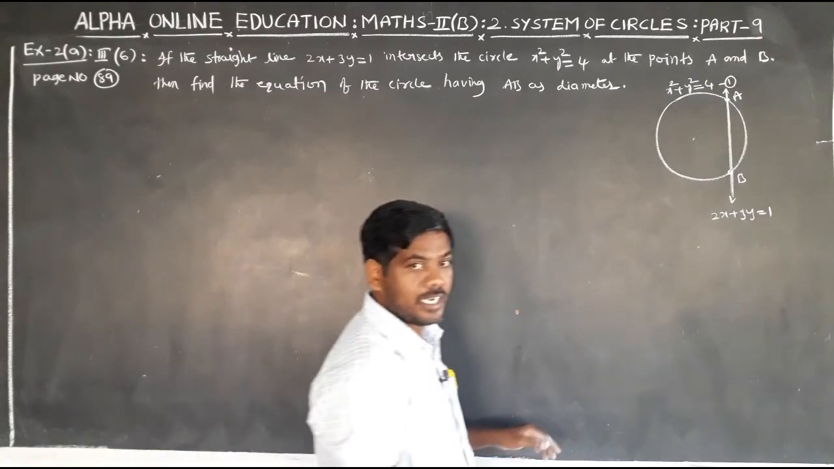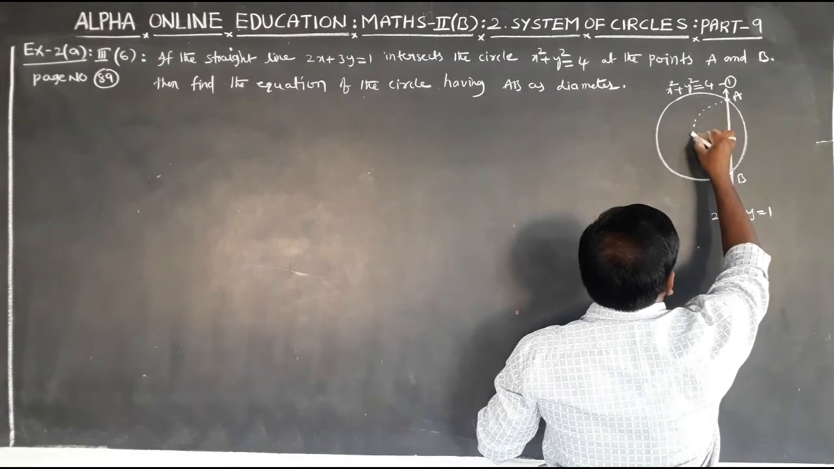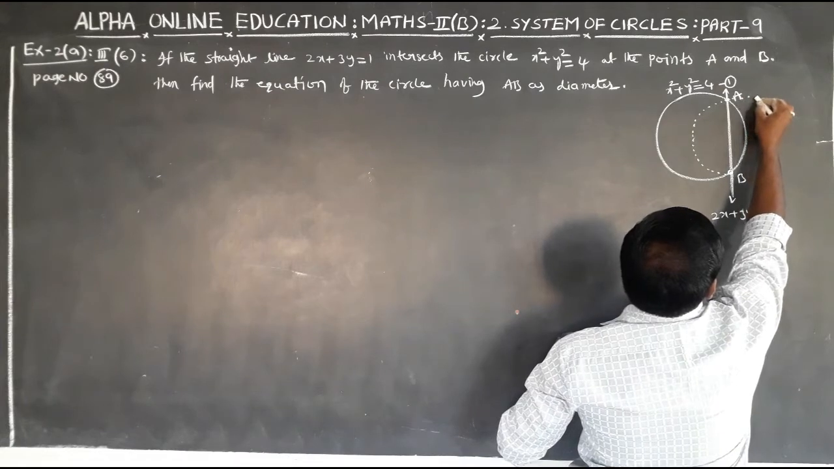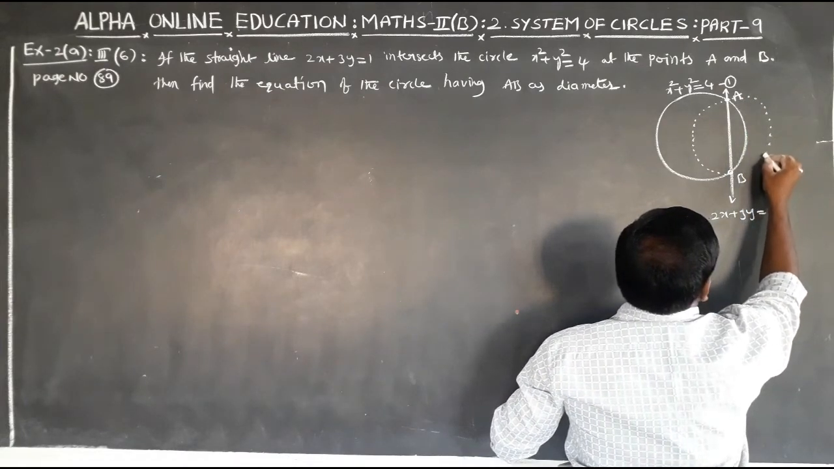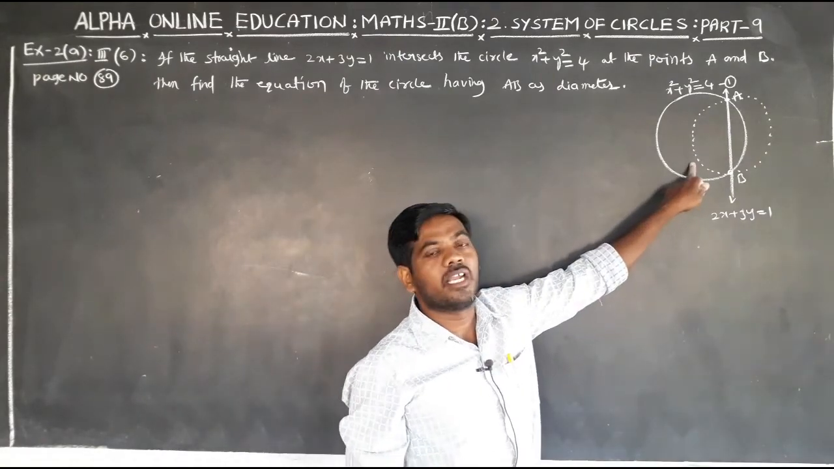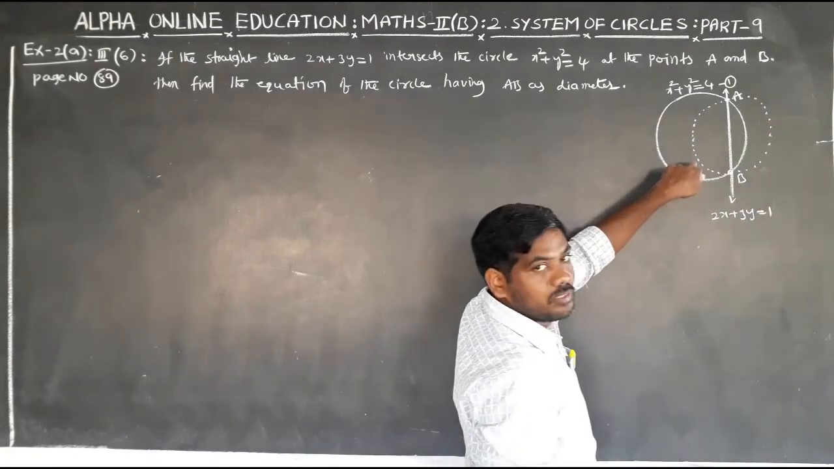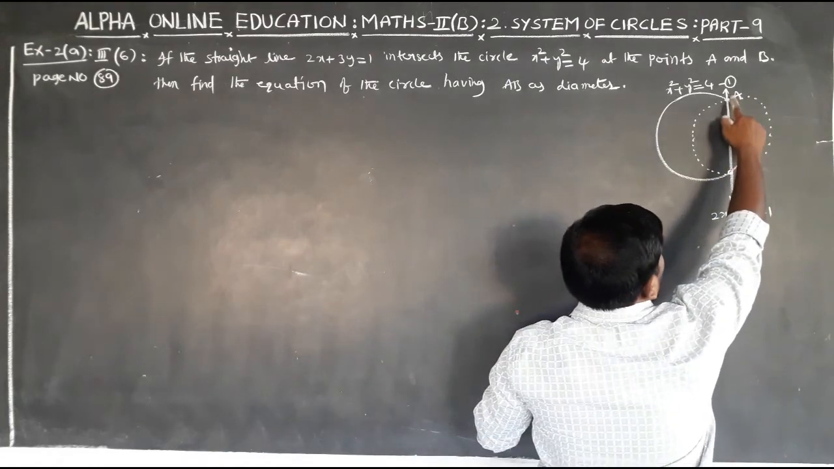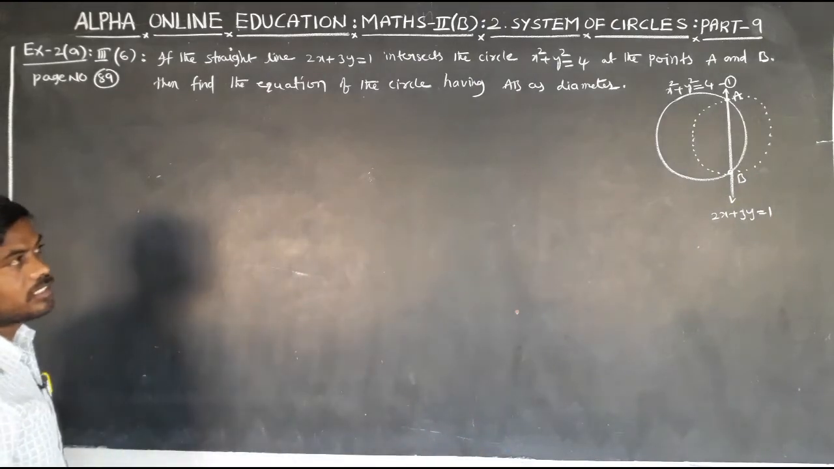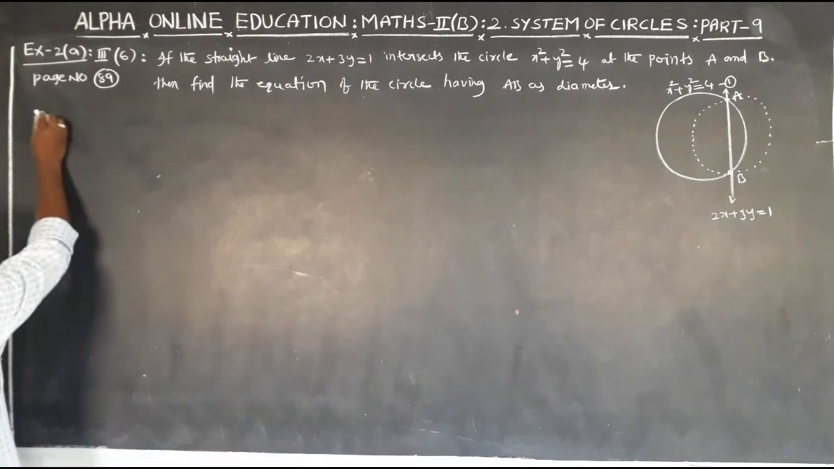AB as diameter means the circle passing through the points of intersection of the circle and the straight line. This is the required equation of the circle. Here AB is the diameter. Let the given equation of the circle be S, and the equation of the straight line be L.